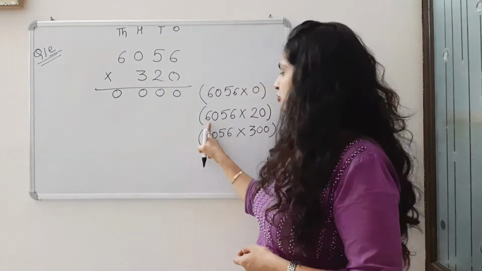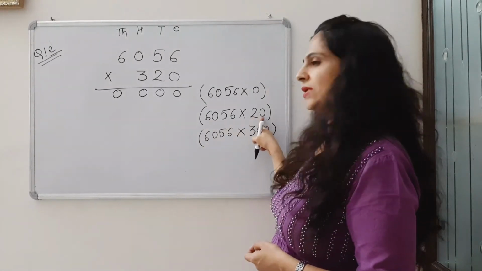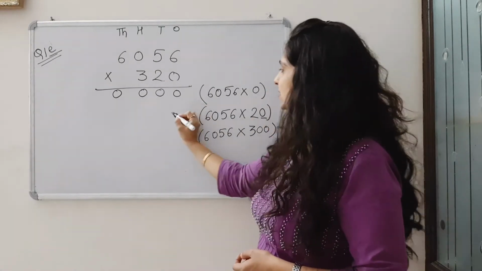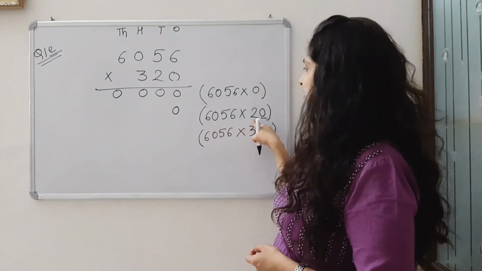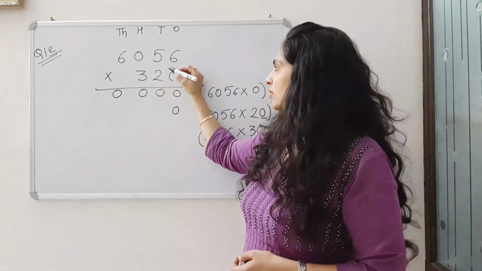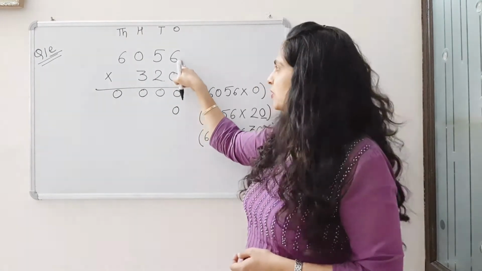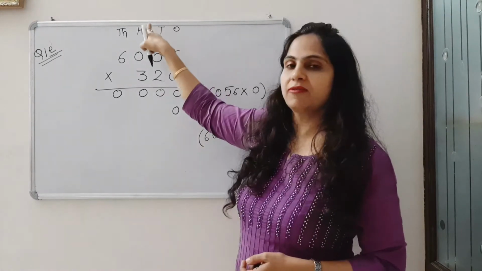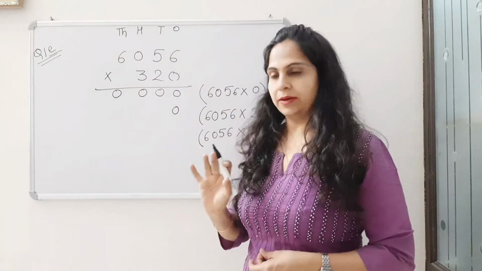Okay. Now let's move to the second step. 6056 multiplied by 20. It has 1 zero. So let's write 1 zero over here. Now we have to multiply 6056 by 2, by 2 only. Now 2 by 6. We will multiply 2 by 6 first because it is at 1's place. Then we will multiply it by 10, then hundreds, then so on. This will be the way.